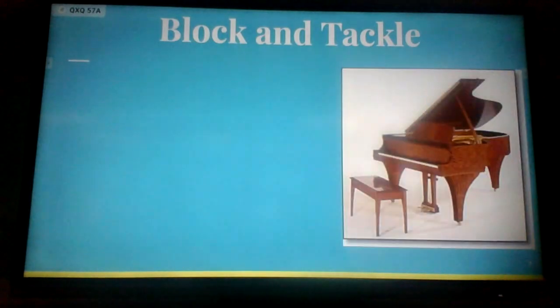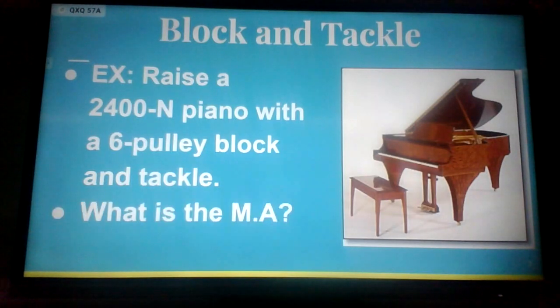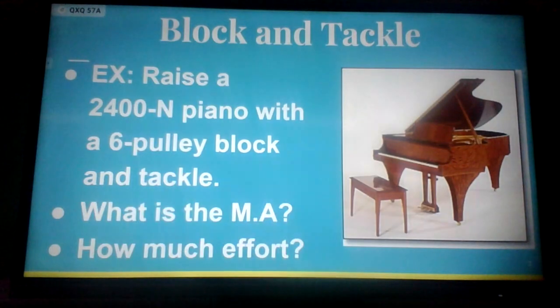Ready? Let's say we have a piano. We have to get up to the penthouse. You just signed your big contract for big money. You got a penthouse. You want to move that piano up. Won't go up the stairs, too big, won't fit in the elevator. So we need to use pulleys to get that up to the penthouse. Raise a 2,400 Newton piano with a 6 pulley block and tackle. What is the mechanical advantage and how much effort?